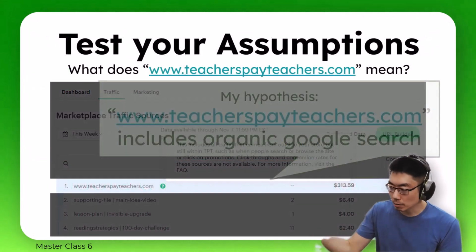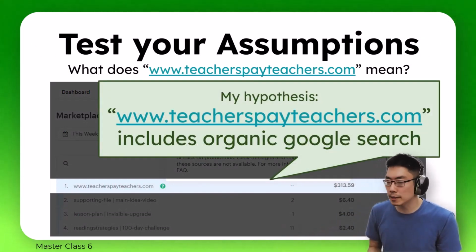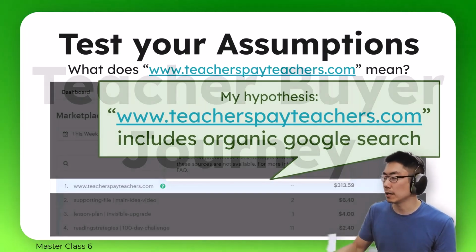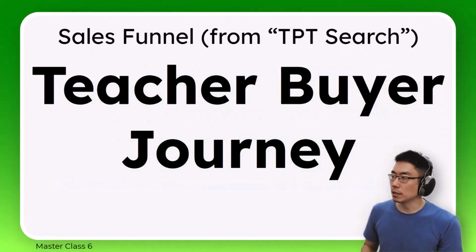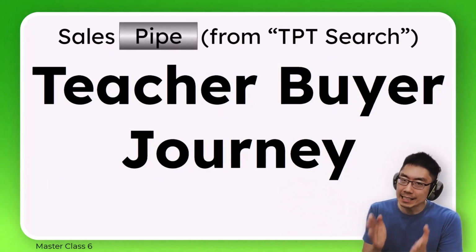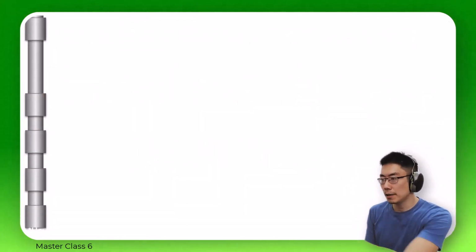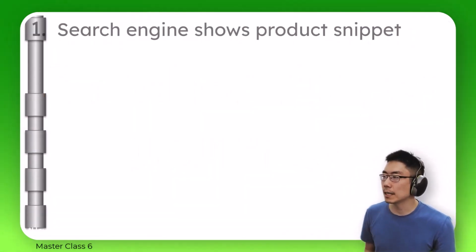Okay, so just always remember that first line, even though we attribute it solely to TPT, it's not actually solely TPT. It's got to include organic Google search. All right, so let's look at the sales funnel from TPT Search, or more specifically, it's a pipe. Think of this as a pipe in your house. It's a drain pipe. There's our pipe on the left-hand side of the screen.